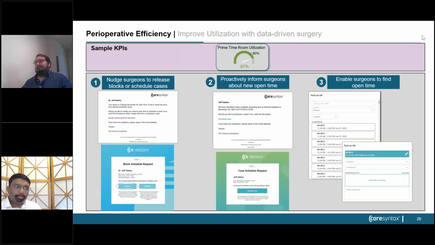Next, let's take a look at improving utilization with data-driven surgery. So the KPI that you're going to look at this point is going to be around prime time utilization, right? But one of the interesting constructs of utilization is how we actually manage that with block time, right? So once again, I'm preaching to the choir. We're here with a lot of you folks coming in from that background, but block time is great because it gives a level of predictability to the surgeon schedule.